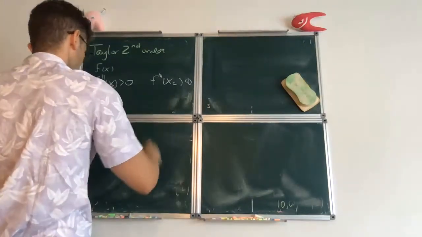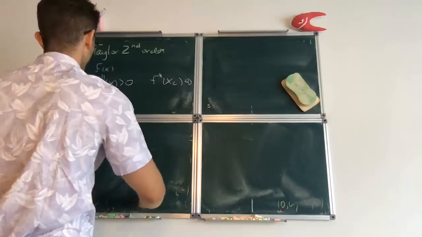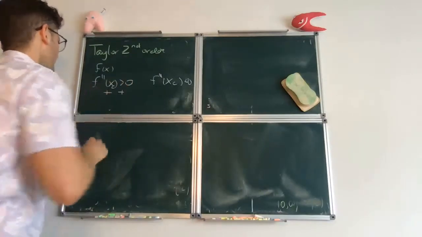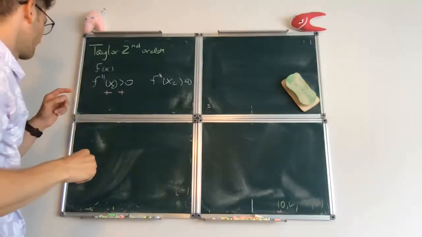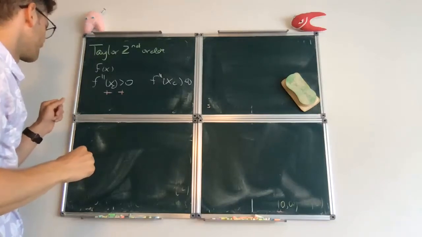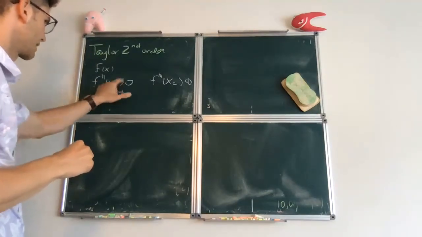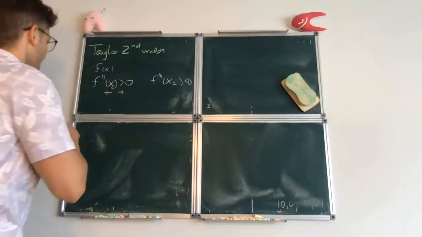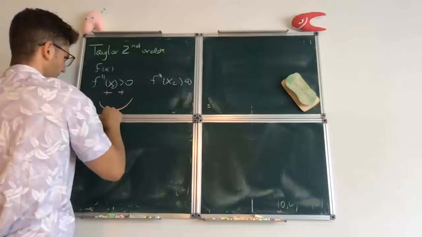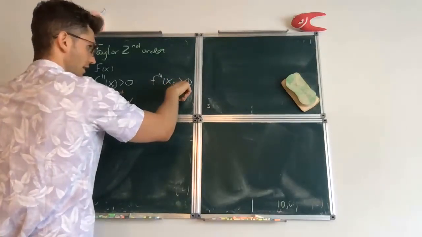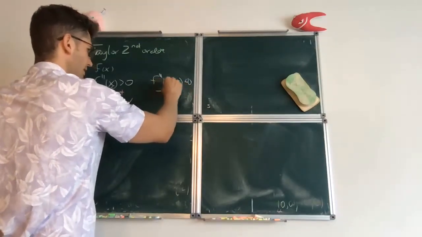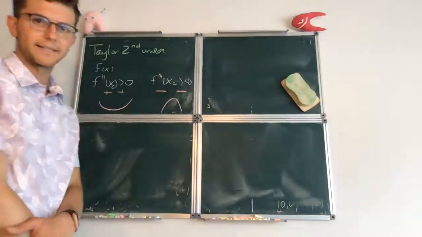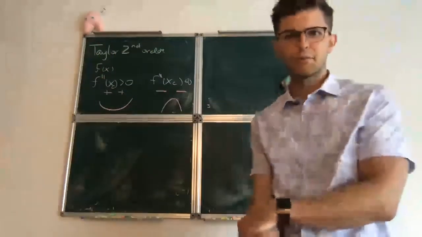a local max there. And one useful heuristic for this is that you can make a face where the signs of the eyes are just the sign that you get here. So if this is positive, you make two eyes with positive signs, and so that means that you're happy, and that means that this is a min. On the other hand, if this is negative, then you make eyes with negative signs, so that means that you're sad, and that gives you a max. Okay, so that's a way to remember it.